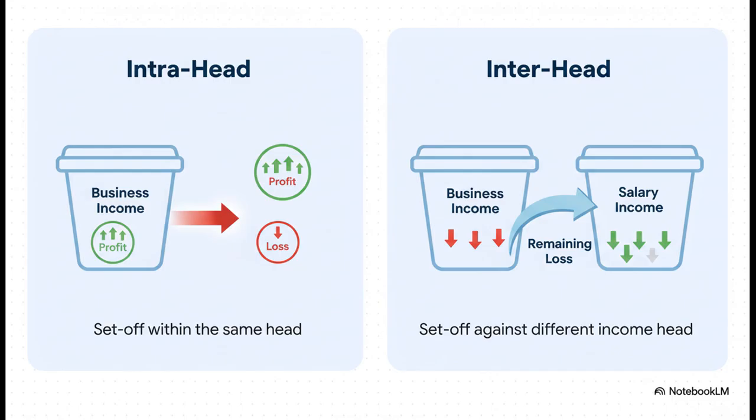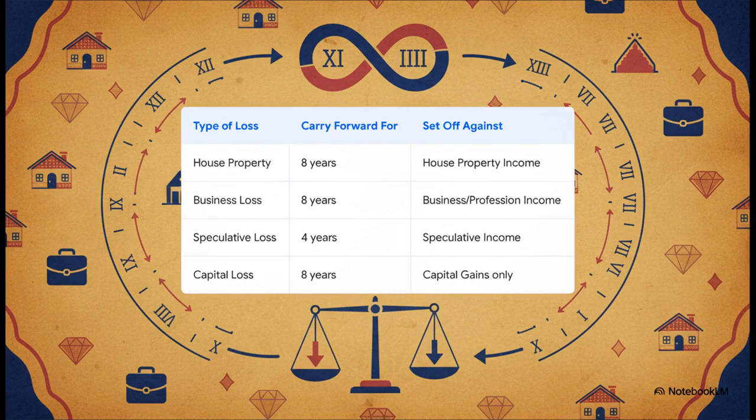Now, if you still have some loss left over, you can move to interhead adjustment. That's where you use the leftover loss to reduce your income in a different bucket, like using a loss from a rental property to lower your taxable salary. But what happens if you don't have enough income this year to use up the whole loss? Well, that's where carry forward comes to the rescue.